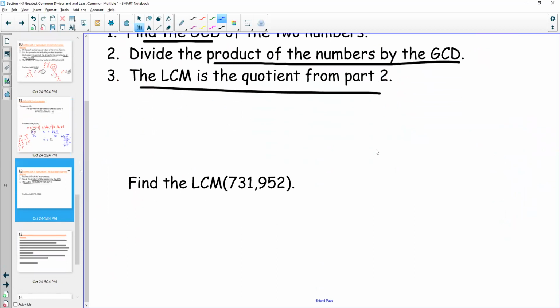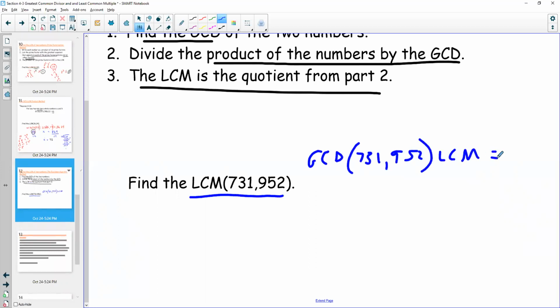All right, so I have the two numbers I want to find the least common multiple of. But in order for this to work, I need this equation: the greatest common divisor of 731 and 952 times their LCM, I'm not going to write it out or else I'm going to run out of room, is 731 times 952. Well, let's do their greatest common denominator, 731 and 952. You can do it with the Euclidean division. You can do whatever you want. I'm going to use prime factors.